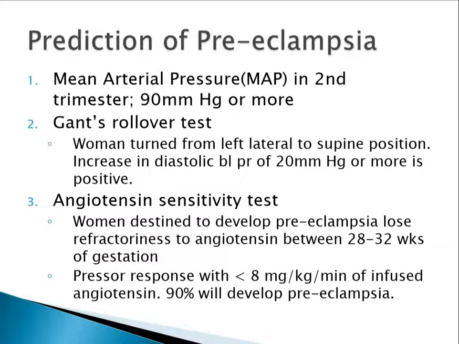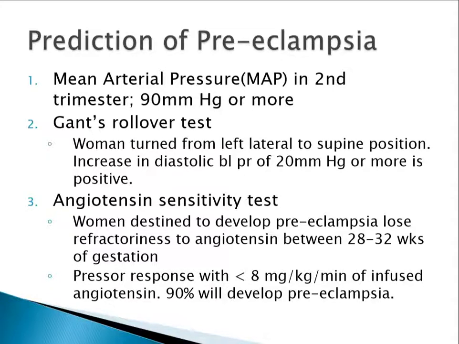So various tests have been tried in order to detect which patient is going to develop preeclampsia in future. That means prediction: she is not having the disease now, but she is likely to develop it as the pregnancy is advancing. So can we predict which patient is going to develop preeclampsia? For this, many tests have been devised. Mean arterial pressure in the second trimester. I told you when I was talking about pathology.